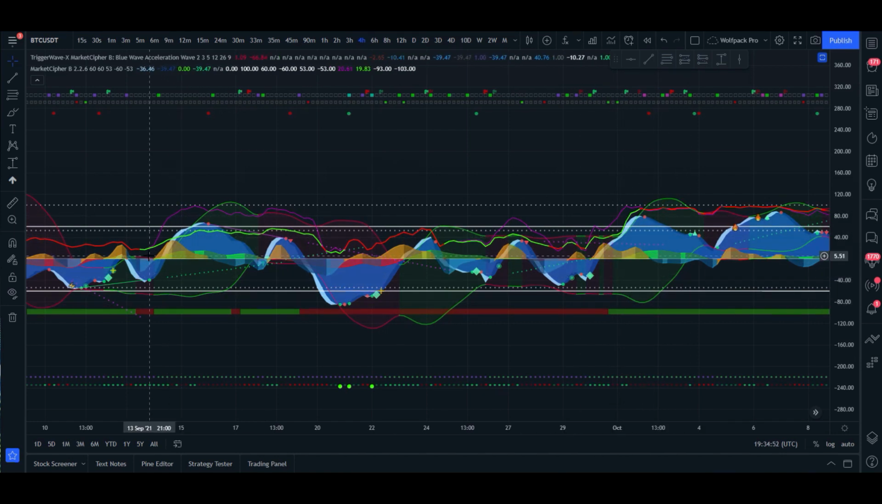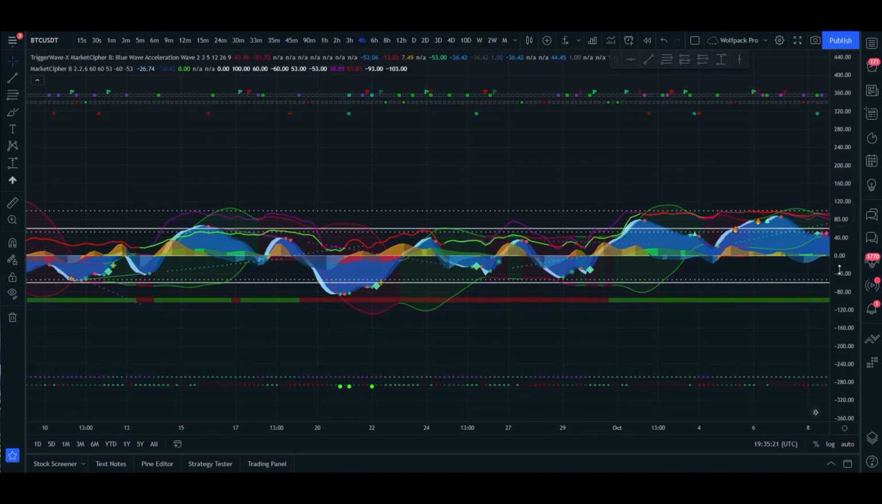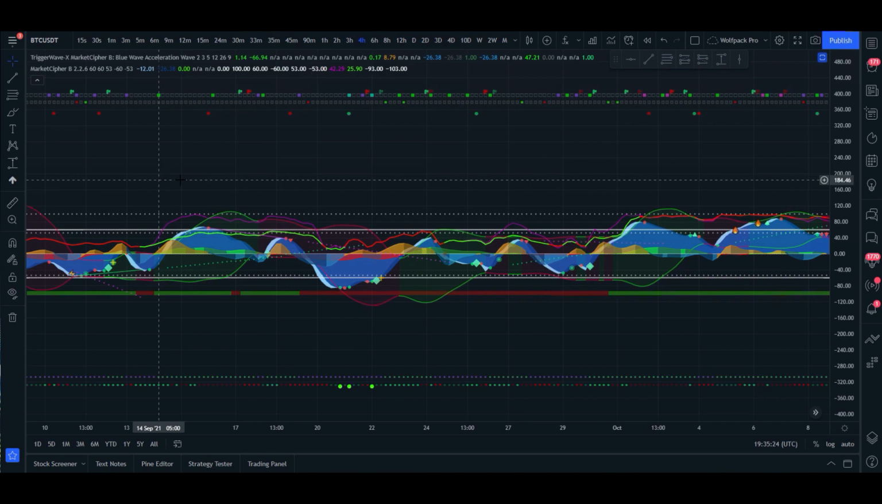For the purposes of this demo, I've turned off the money flow and VWAP, but you can turn off the opposite and keep them on Market Cipher, and turn them off on the Trigger Wave Pro, which is part of the Wolfpack Pro suite. It's got mostly the same information. It looks the same or similar. So if you're familiar with Wolfpack Pro, you would be familiar with this. So it's got all the things on there.